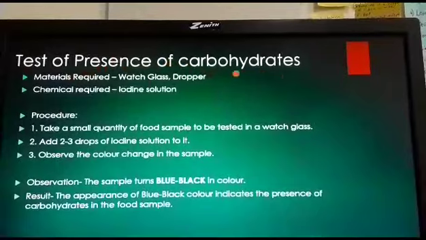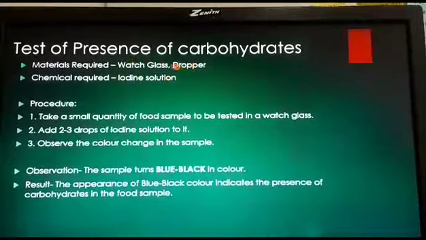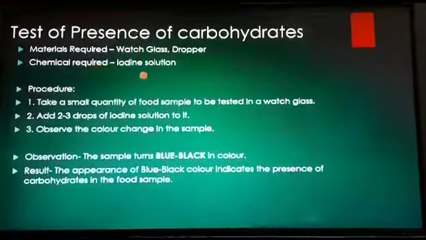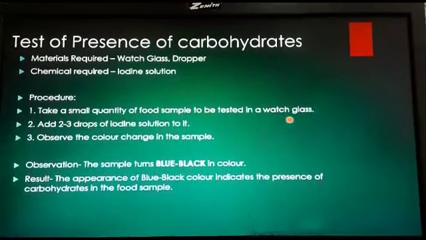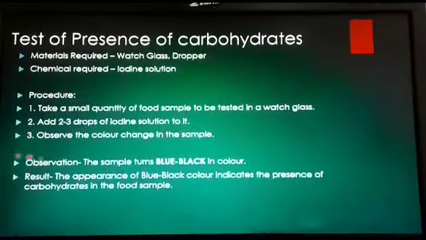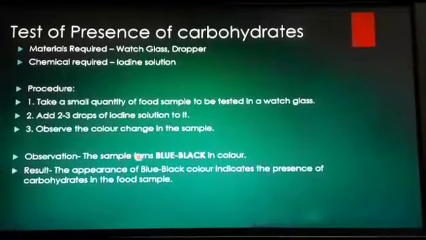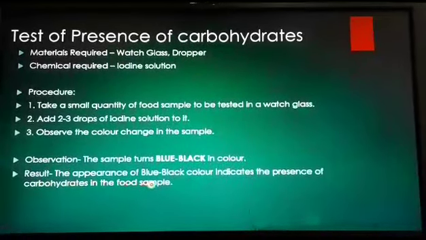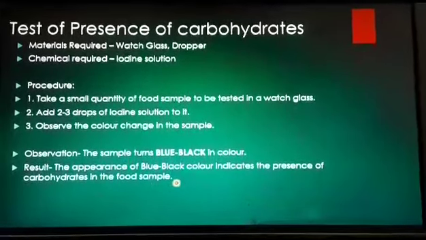Test of presence of carbohydrates. Materials required: watch glass, dropper. Watch glass is nothing but just a plate. Chemicals required: iodine solution. Procedure: take a small quantity of food sample to be tested in a watch glass. Add 2 to 3 drops of iodine solution to it. Observe the color change in the sample. Observation: the sample turns blue-black in color. Result: the appearance of blue-black color indicates the presence of carbohydrates in the food sample.